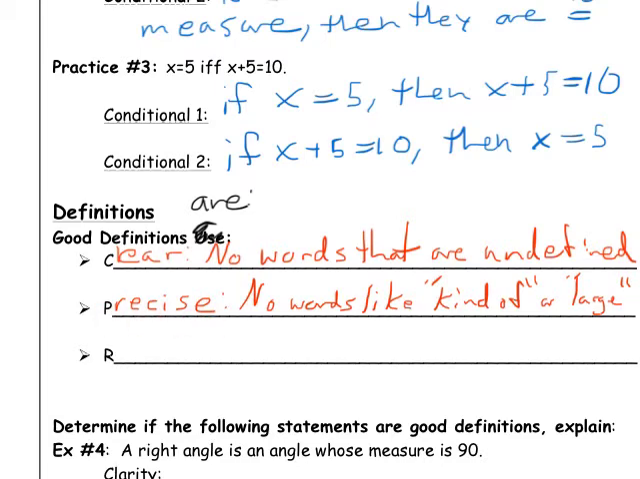And lastly, and this is the part that relates to biconditionals, good definitions are reversible. Just like these biconditionals, right? I could reverse these statements and they were still true. So that means that they can be written as a biconditional.